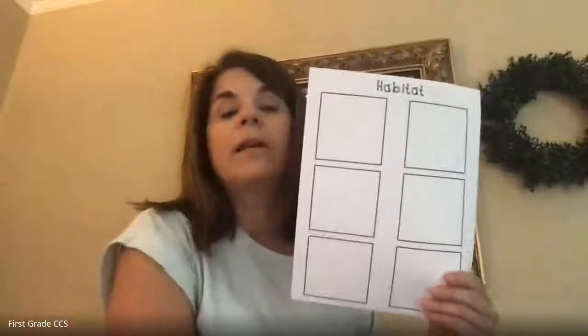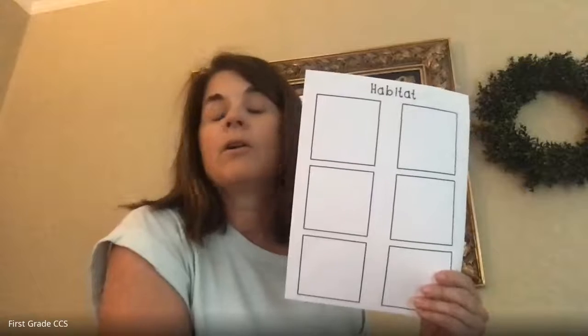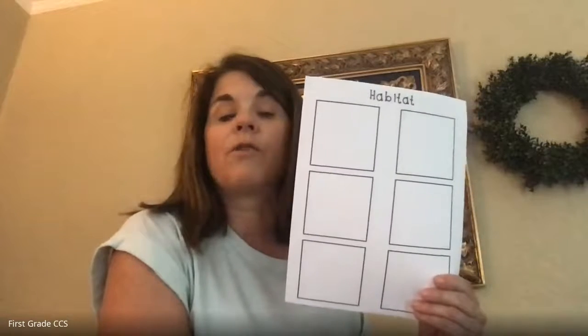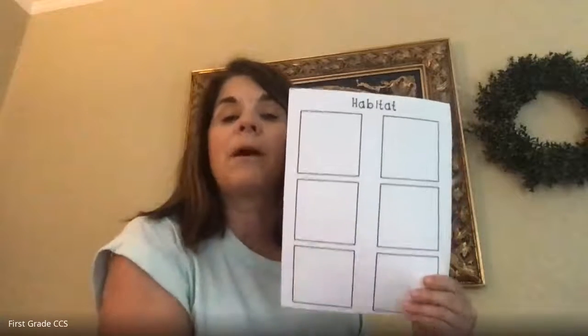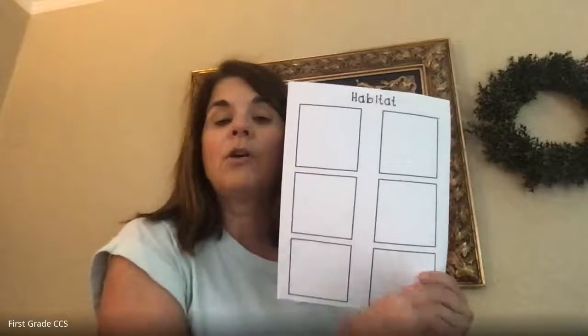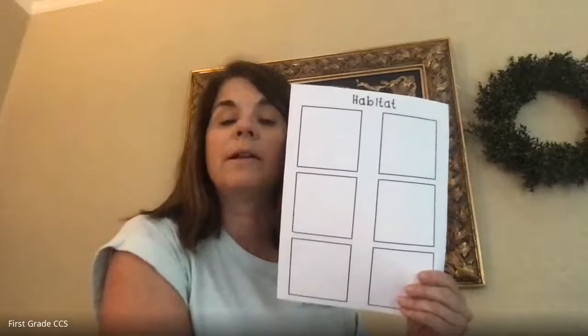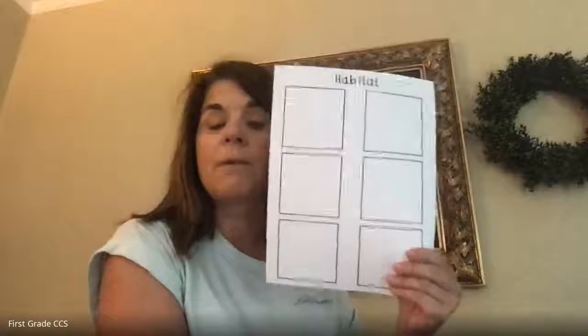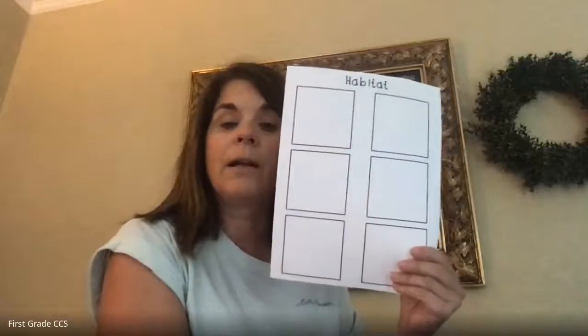And as you are reading and learning about your animal, whatever site it is from, just jot interesting things about where they live. Make little notes in the boxes about where they live. So you are jotting down notes about their habitat, okay? And come up with as many as you can.